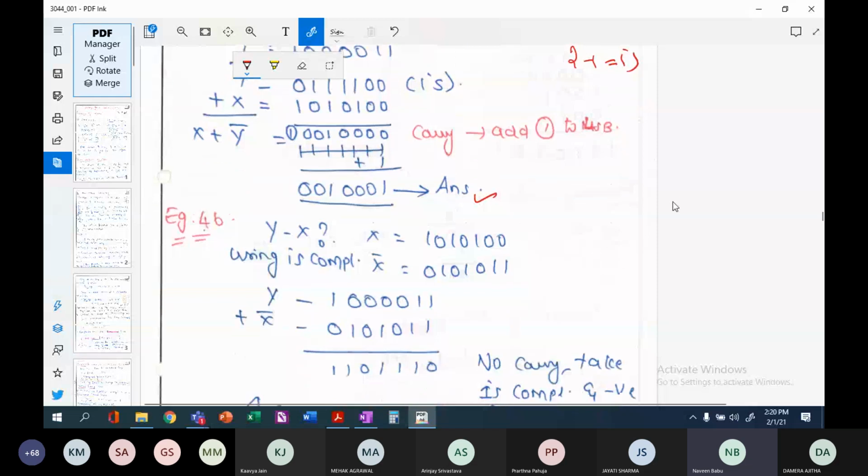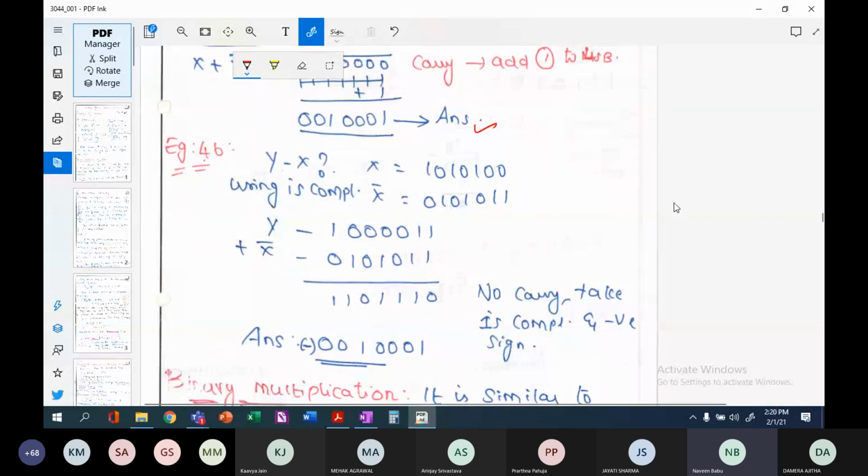Similarly, if I do it in this particular case, I will not get a carry and I will take a further complement of my number. So I am going to perform y minus x, where x is this one. X bar, the complement of x, will be just the complement of this, 0 1 0 1 0 1 1, the same number. Now you add it with y. So y is 1 4 times 0 1 1 and x bar is this one, 0 1 0 1 0 1 1. When you add this, you are not getting any carry here.